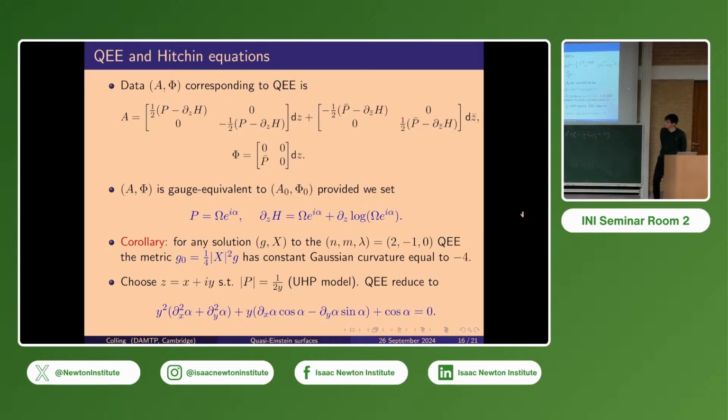The problem is that if you write this A and phi in terms of mod p and alpha, then there will be no equation for alpha. The Hitchin equations will not imply any equation for alpha. This equation really comes as an integrability condition from the condition that h is real.